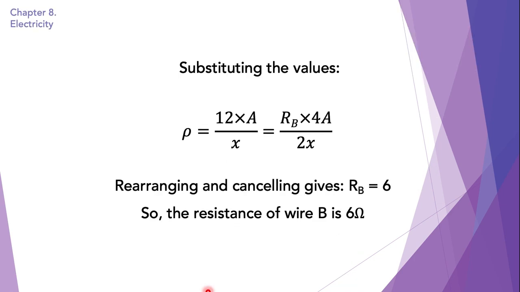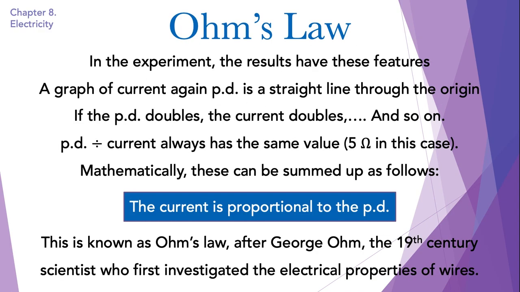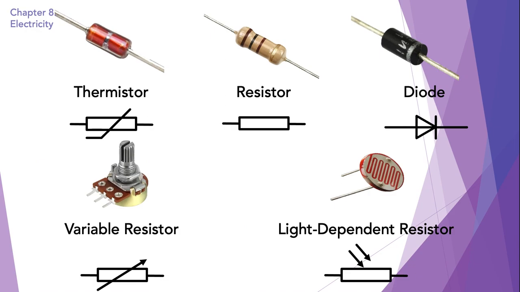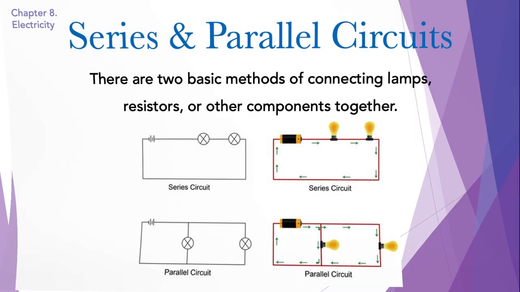Now that we've understood resistance, the resistivity of a material, and the factors that the resistance depends on, like the length, area, and temperature, we have also understood Ohm's law: the current is proportional to the potential difference. There is Ohm's law, along with the resistance equation. So we are going to move ahead now on to understanding series and parallel circuits.